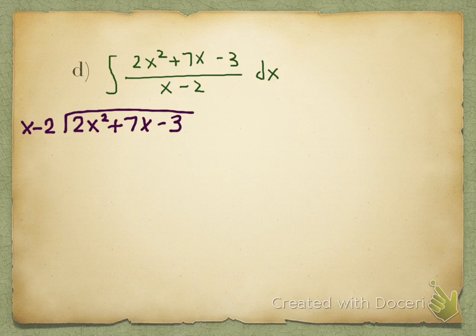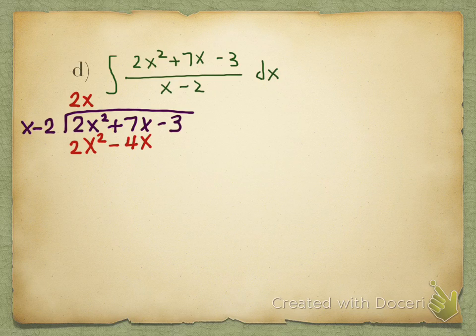Algebra, algebra, algebra. All right, so I'm looking at the first value, x, and I'm looking at 2x squared. And the way that I think about this to myself is I say, what do I have to multiply x by to get 2x squared? And the answer is 2x. So I'm going to write a 2x above. And then I'm actually going to multiply. What is 2x times x? Well, that's 2x squared. That's why I chose it. And what is 2x times negative 2? Negative 4x.